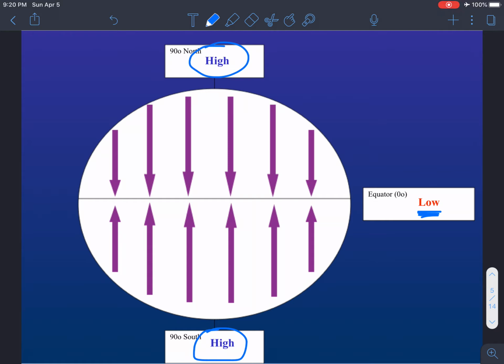So what happens is your high pressure would blow towards your area of low pressure, right? The equator, low pressure, because it's very hot. Also, the South Pole would blow towards the equator, right? So it's going from an area of high pressure to an area of low pressure. Now again, this does not actually happen. This is what would happen if Earth did not rotate.